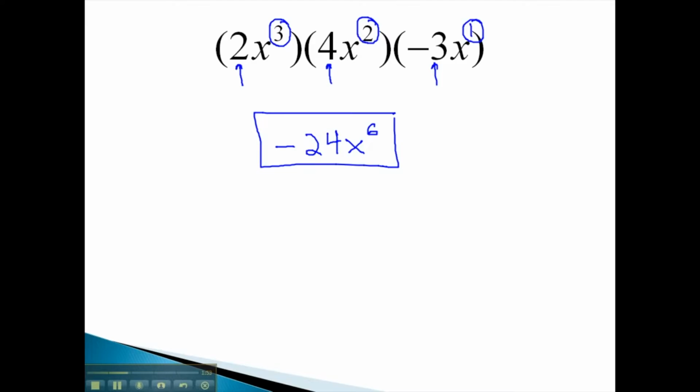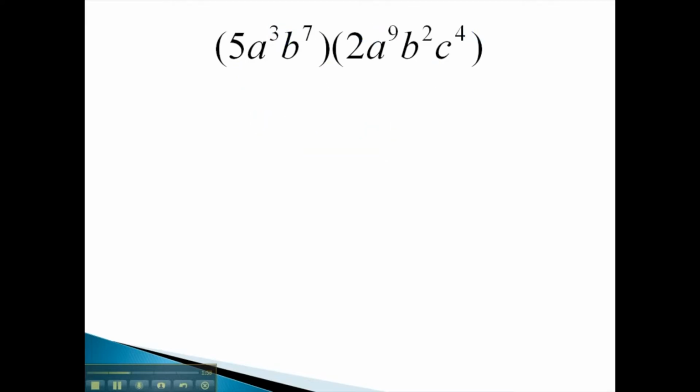Let's take a look at one more example using the product rule. In this problem, we will start by multiplying the numbers. 5 times 2 is 10. On each of the variables, we will again add the exponents. On the a's, we have 3 plus 9 for a total of 12 a's multiplied together. On the b's, 7 plus 2 gives us a total of 9 b's multiplied together.